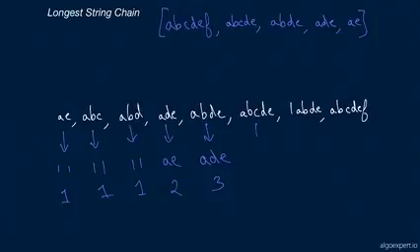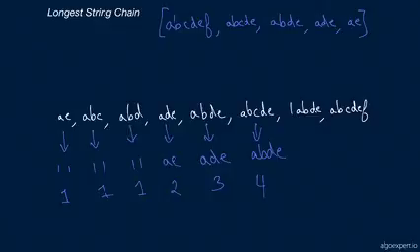A, B, C, D, E will now point to A, B, D, E, which will now have a longest string chain of length 4, which is 3 plus 1. Then we have A, B, D, E. Or wait, I just did that. No, then we have A, B, C, E. This is not in our list. And then finally we have A, B, C, D. This is also not in our list, so we skip it.